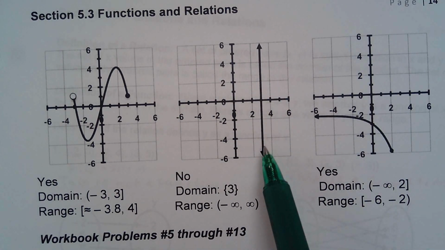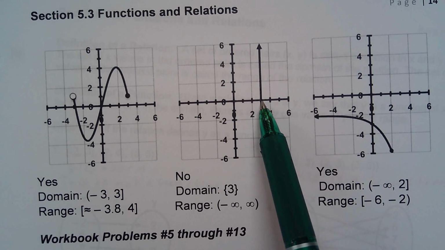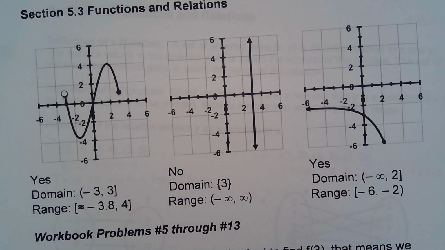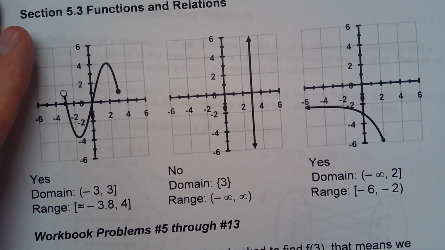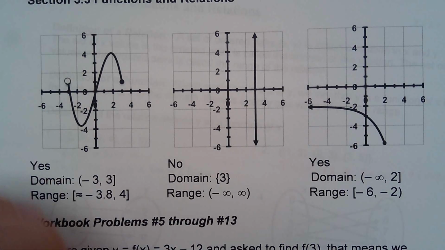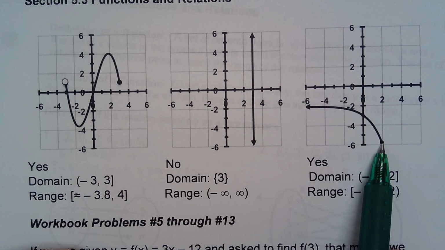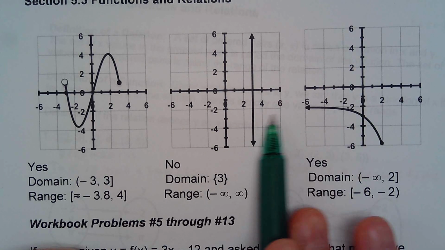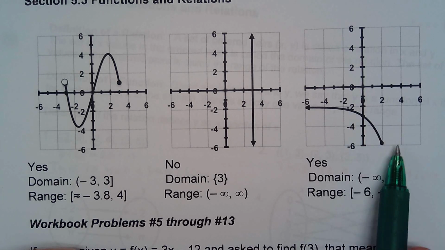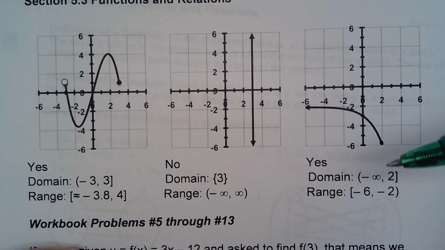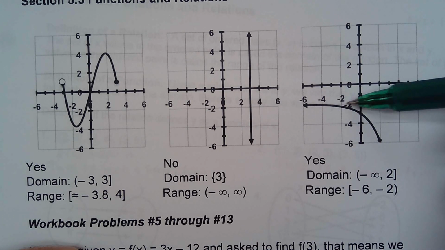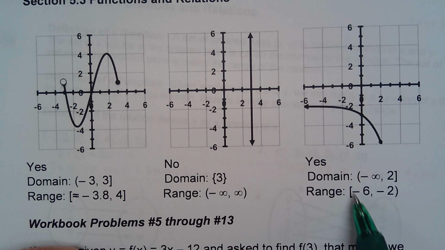Domain is just a single value of 3. Range, going from the bottom to the top, is negative infinity to positive infinity. And then here, this thing stops at 2, so my domain here would be from negative infinity, because that arrow means extends forever, up to and including 2. Range here is from -6, and it never quite reaches -2. So we put a bracket around the -6, but parentheses around the -2.